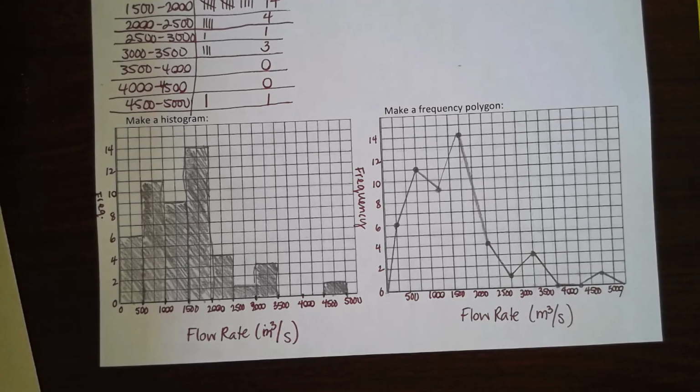Okay, so that's how you make a histogram and a frequency polygon. The steps are outlined in your notes. Follow them and practice them. I am going to get you guys to make some of these on your own. Okay, so good luck.